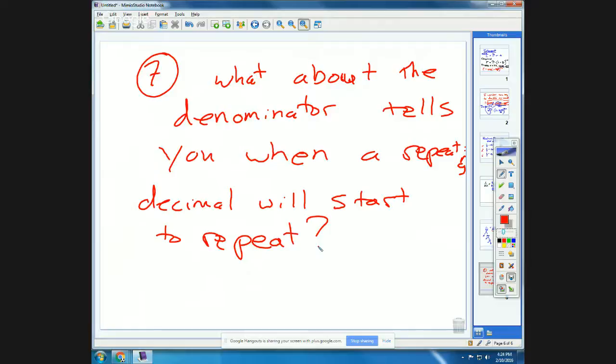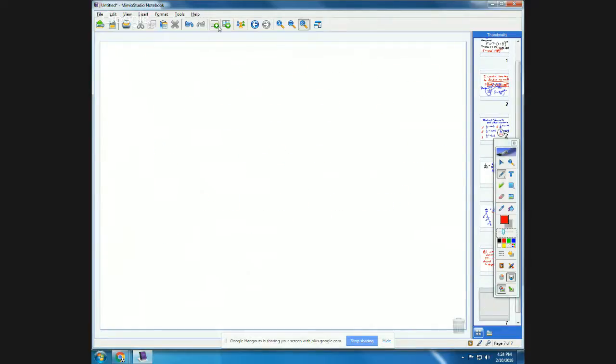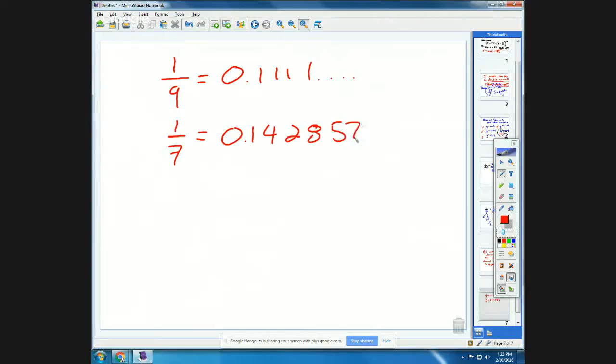All right, so whip out your calculators, help me out here. Or you might remember this from the other day. What's 1/9 as a decimal? It's a whole bunch of ones. I happen to be familiar with 1/7, which is 0.142857, dot, dot, keeps going. Both of these start repeating immediately.